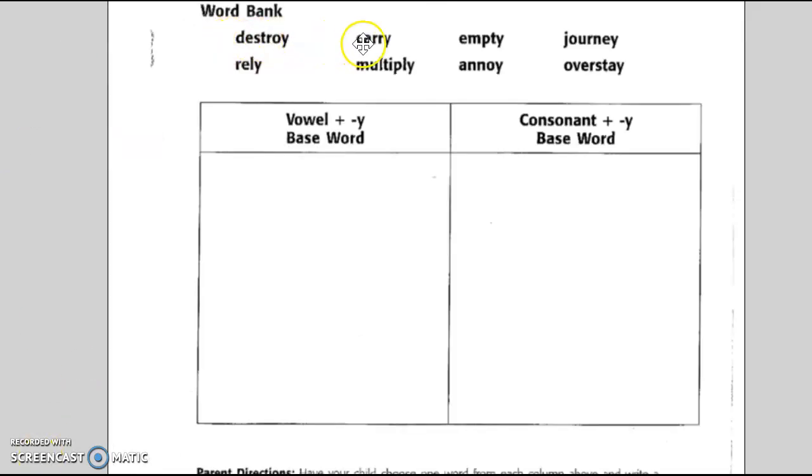Before you begin working, let's read the words in the word bank together. Destroy, carry, empty, journey, rely, multiply, annoy, overstay.